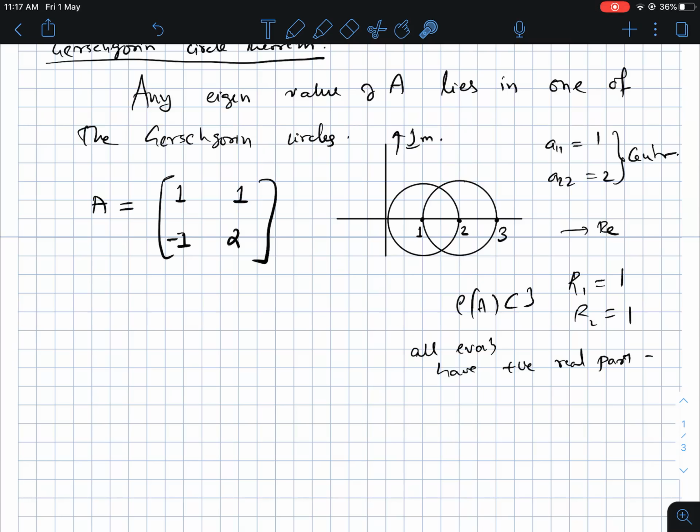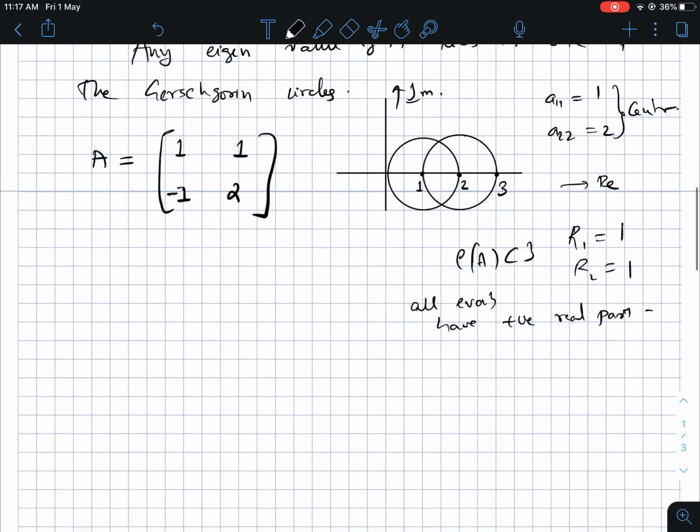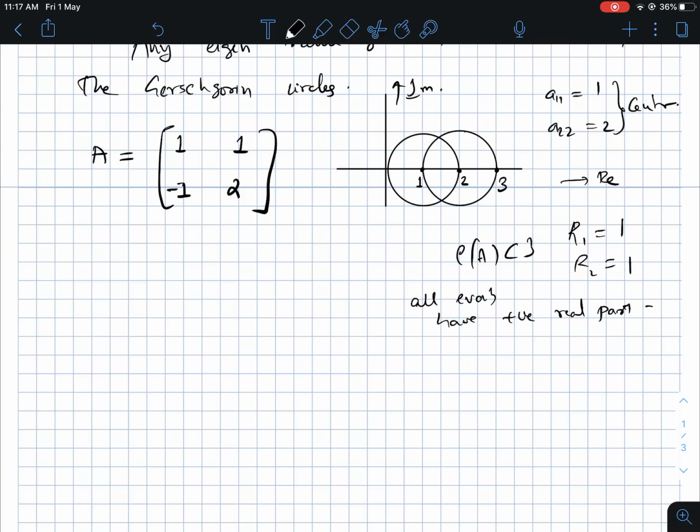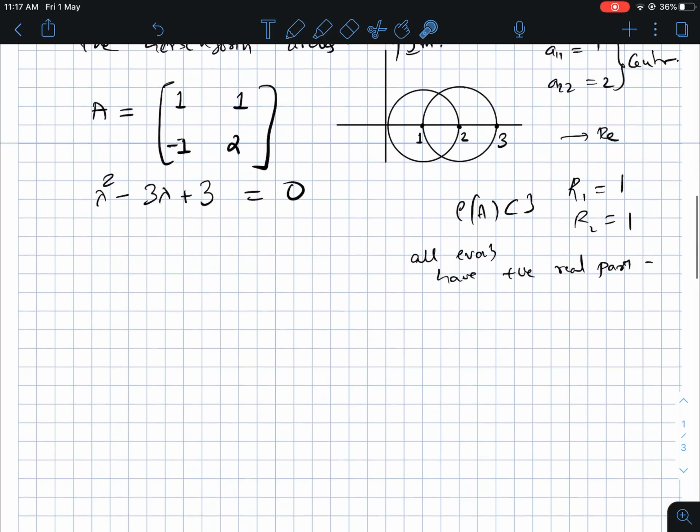Of course, being a 2 cross 2 matrix, we can actually find the eigenvalues. So let's go ahead and do that. What is the characteristic polynomial? Here the characteristic polynomial is going to be λ² − 3λ + 3 = 0, because the trace is 3, that's this coefficient here, and the determinant is going to be 2 plus 1, which is 3. You can correct me later if I'm wrong, I haven't done this beforehand. So λ² − 3λ + 3 = 0.